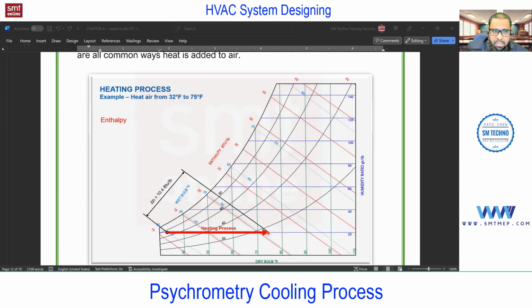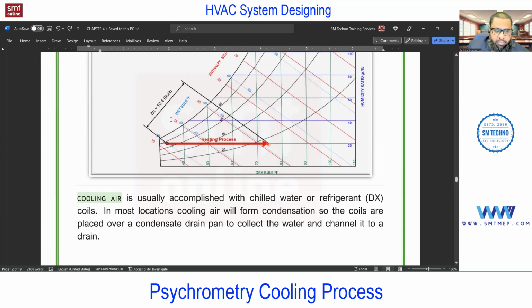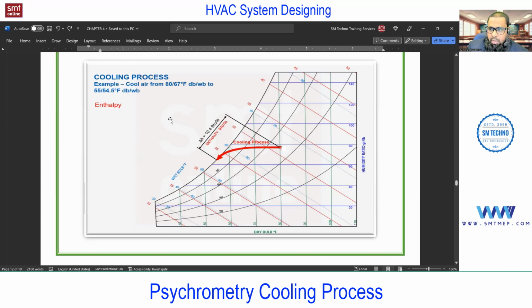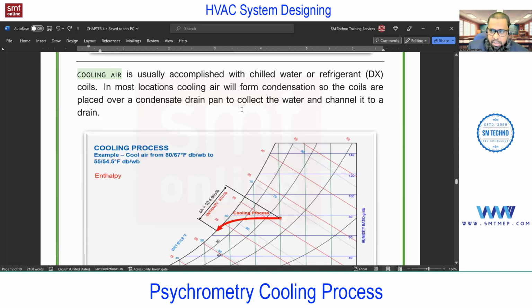Next, the second process is a cooling process. But if I say cooling, I'm not talking about evaporative cooling. I'm talking about cooling with a cooling coil, meaning by using the DX system. Cooling is usually accomplished with chilled water or refrigerant. So in this case, I'm not talking about evaporative cooling.